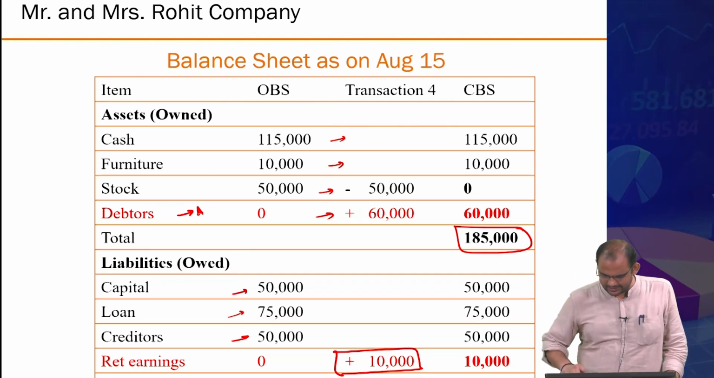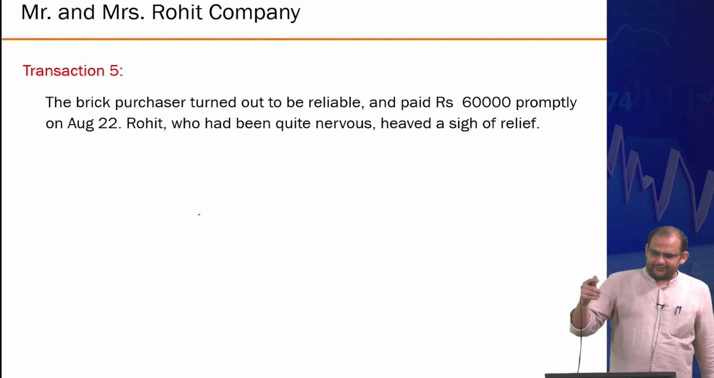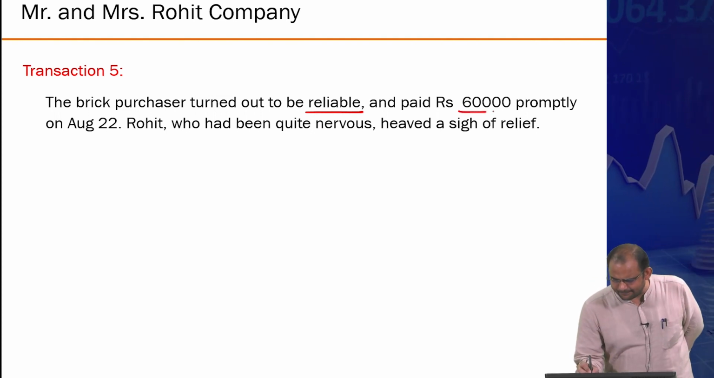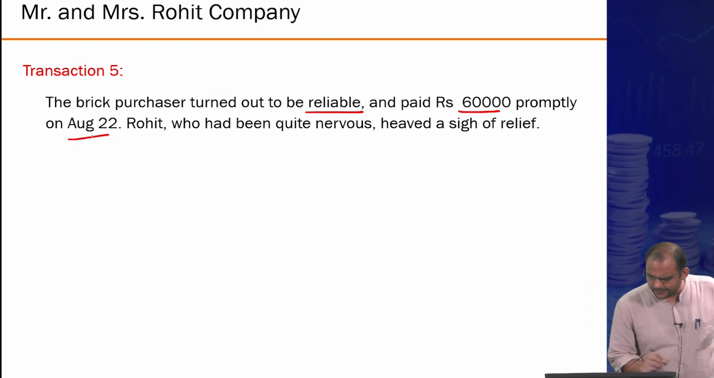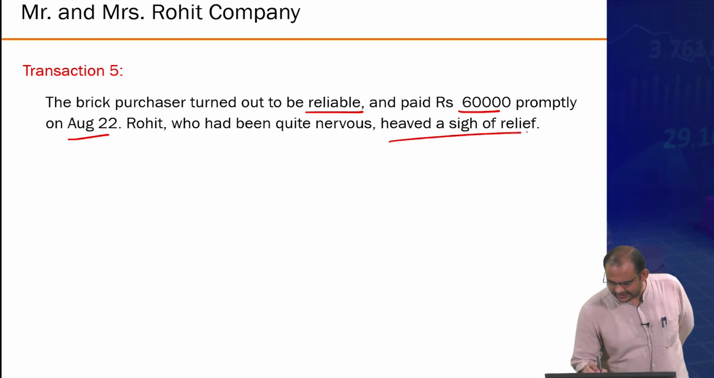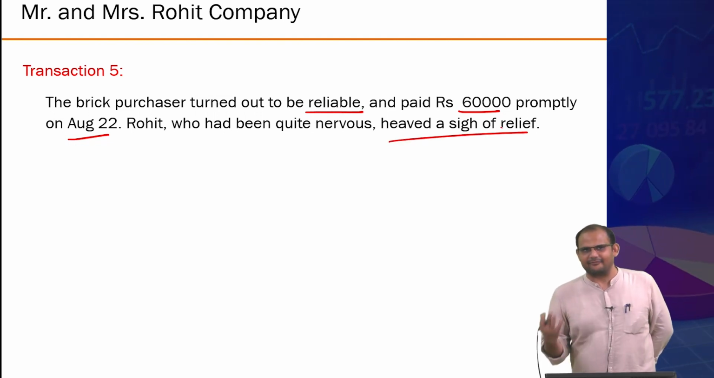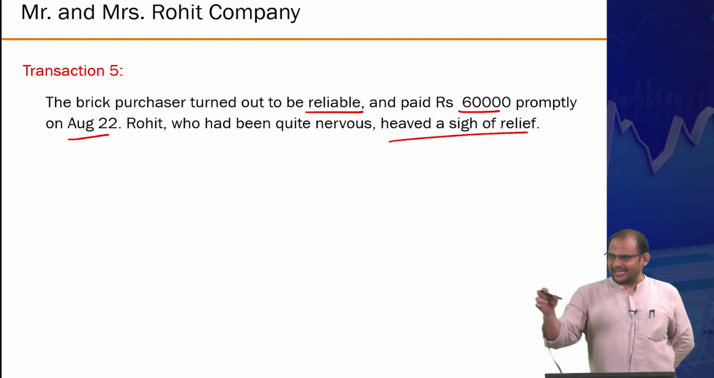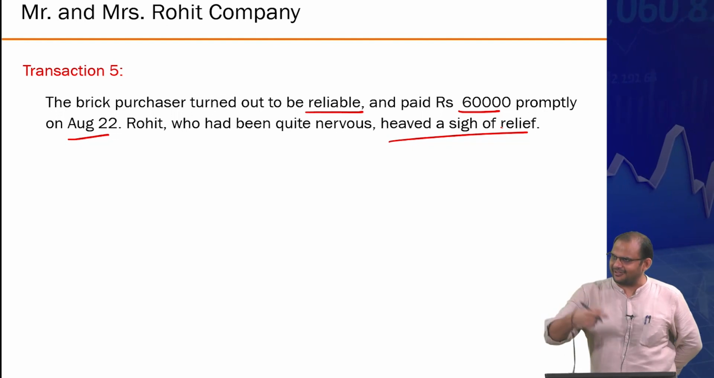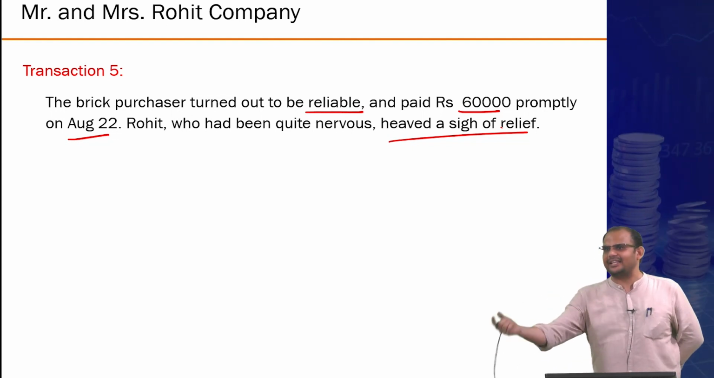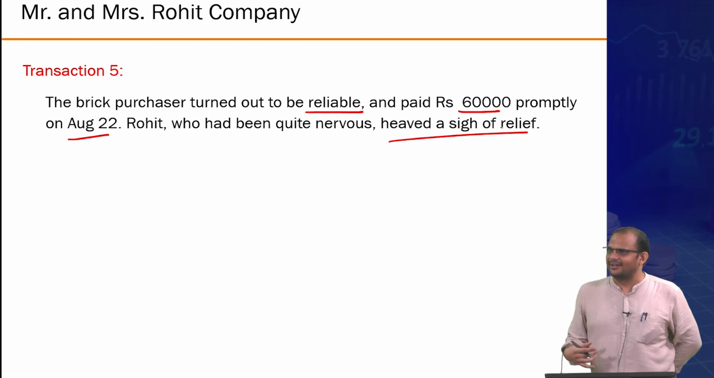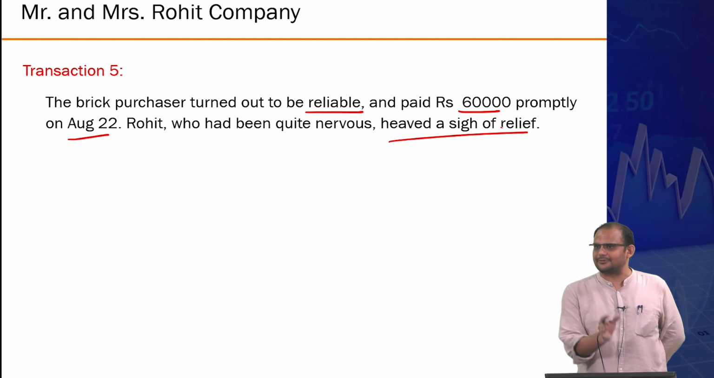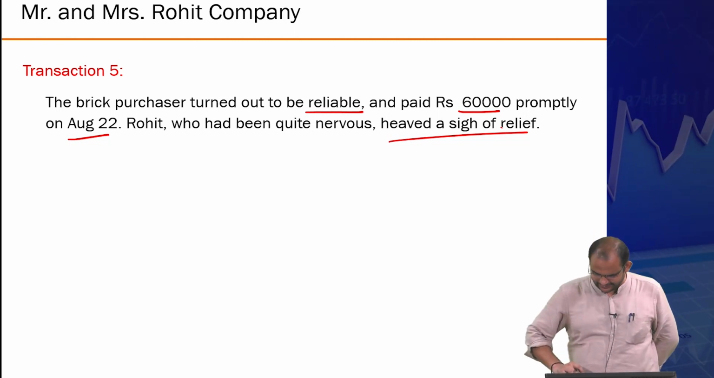Transaction number 5. The brick purchaser turned out to be reliable, thank God, and paid 60,000 promptly on August 22. Rohit, who had been quite nervous, heaved a sigh of relief. Of course, whenever you get paid, it's a little bit of relaxation that, yeah, this money has come. So that's the point. The risk is always there that once you recognize it on your books, this money may not come. And in that case, you will finally go on a negative side of it. But you recognize the transaction as soon as it occurs. Essentially, that's what we have done here as well.